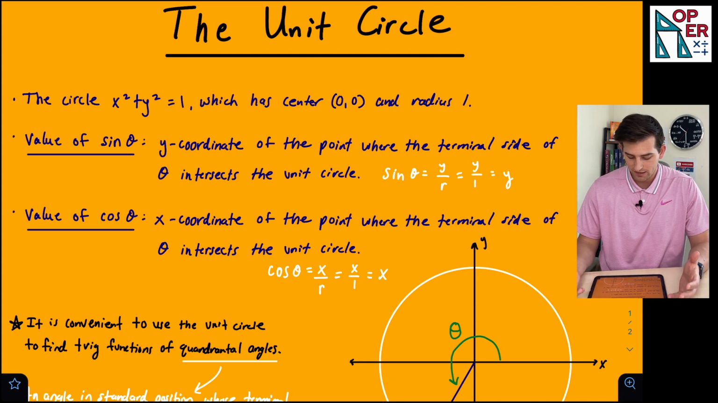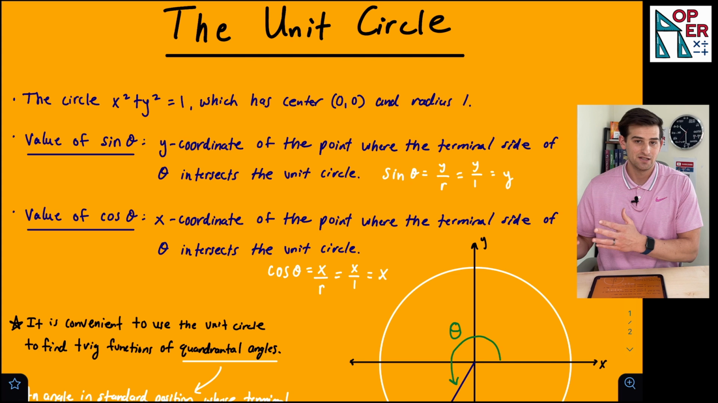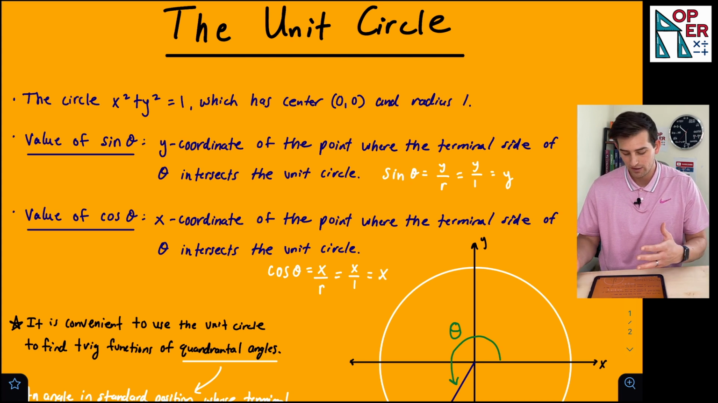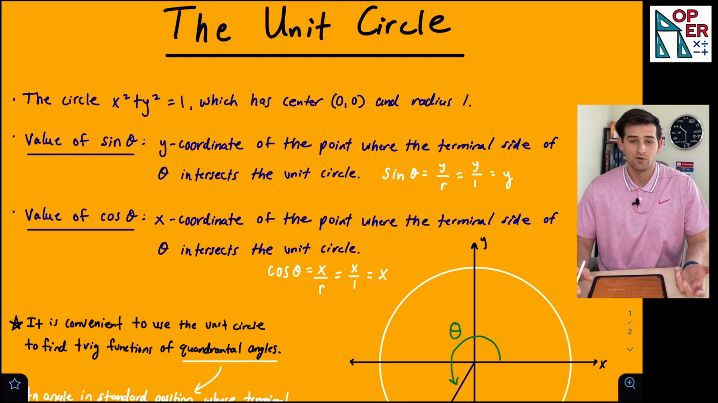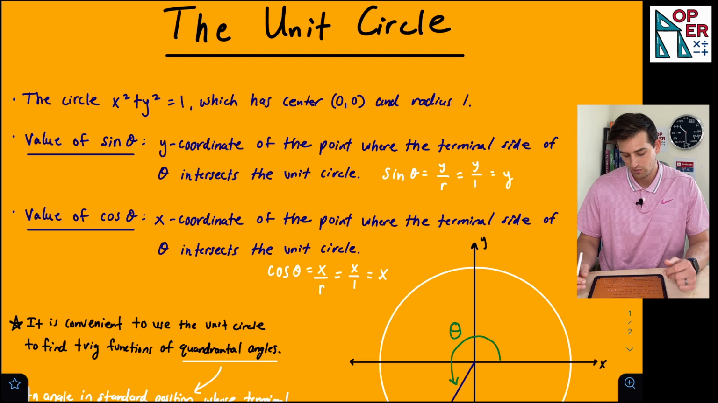So here we know that sine of theta should be y over r, and since it's our unit circle, r, our radius, is 1, so it becomes y over 1, which simplifies to y. So the sine of theta is simply going to be the y-coordinate of our point where the terminal side intersects the unit circle. Likewise, cosine of theta should be the x-coordinate of our point where the terminal side intersects the circle, because our ratio for cosine would be x over r, and once again the unit circle radius is 1, so x divided by 1 would be x.